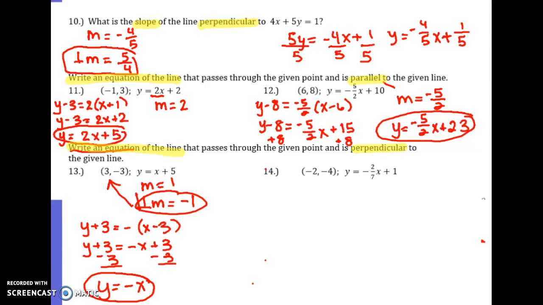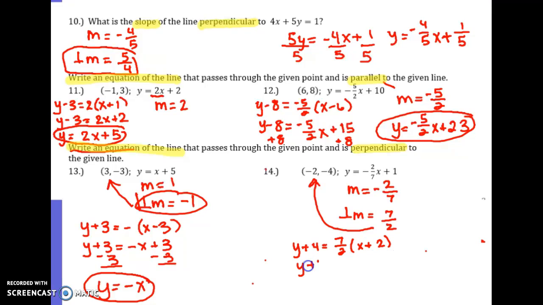Okay, number 14 again would be a good one for you to try. Try it and come back. All right, you should have identified your slope as being negative 2/7. Perpendicular slope would be positive 7 halves. We use this slope with this point. We would get y plus 4 is equal to 7 halves times x plus 2.